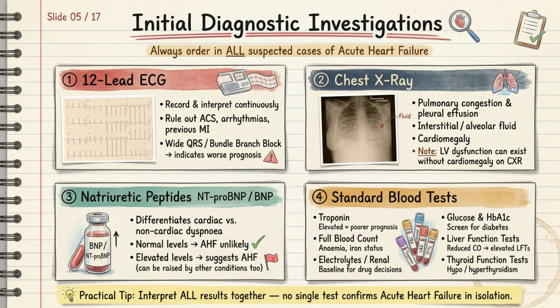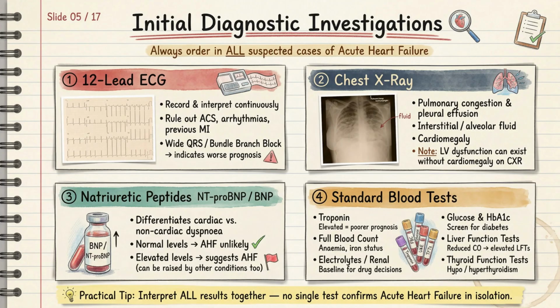natriuretic peptides, specifically NT-proBNP or BNP. These differentiate cardiac from non-cardiac causes of breathlessness. Normal levels make AHF unlikely. Elevated levels suggest AHF, though they can be raised by other conditions too.